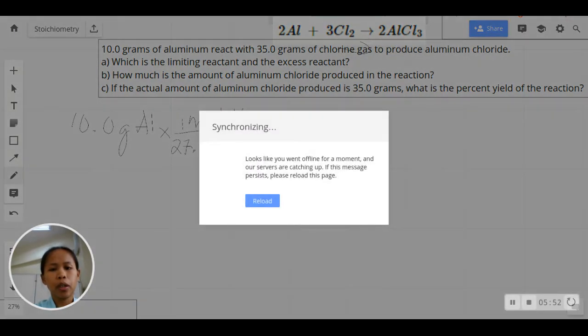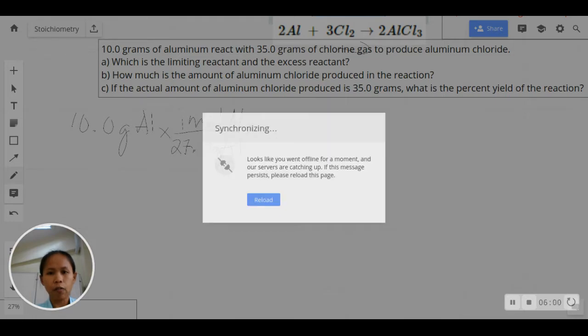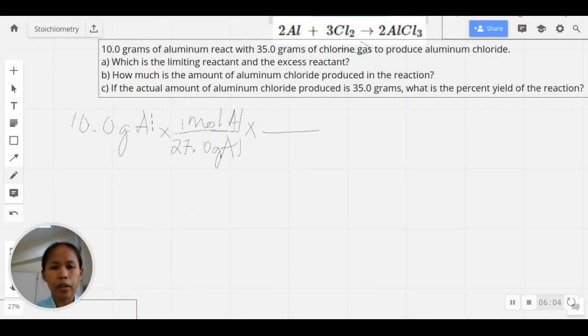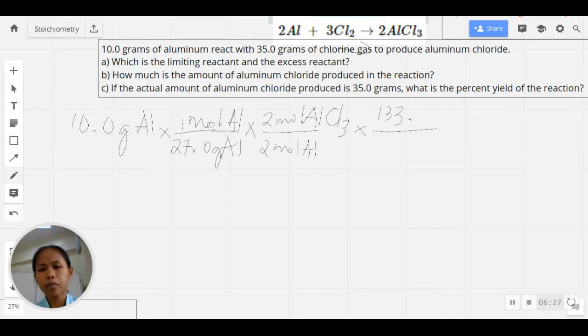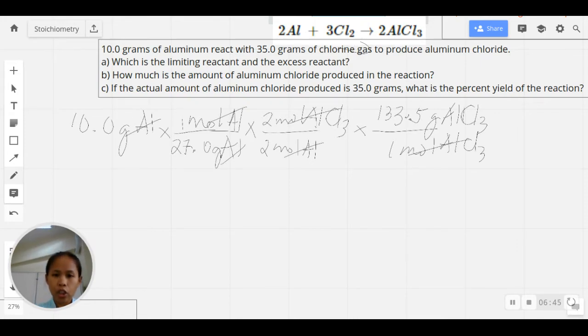Then to be followed by the mole ratio between Al and aluminum chloride, which is, if you look at it, 2 is to 2. So 2 moles of Al for every 2 moles of aluminum chloride, AlCl3. Okay, then to be followed by the molar mass of AlCl3. Putting that in the calculator, we would be able to get 133.5 grams of AlCl3 over 1 mole AlCl3. So in this case, we cancel out moles AlCl3, mole Al, then grams Al. Let us just input that together later.